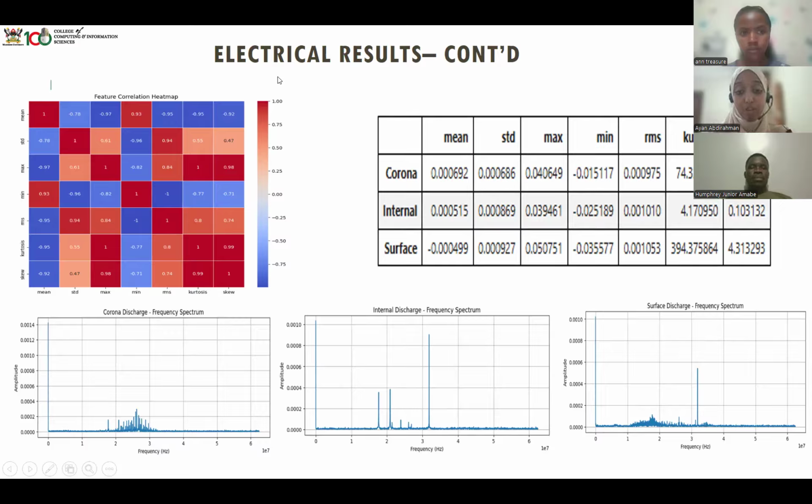So skewness shows us that the surface discharge has strong asymmetry due to the large sparks, while the internal discharge remains close to zero due to the high noise.